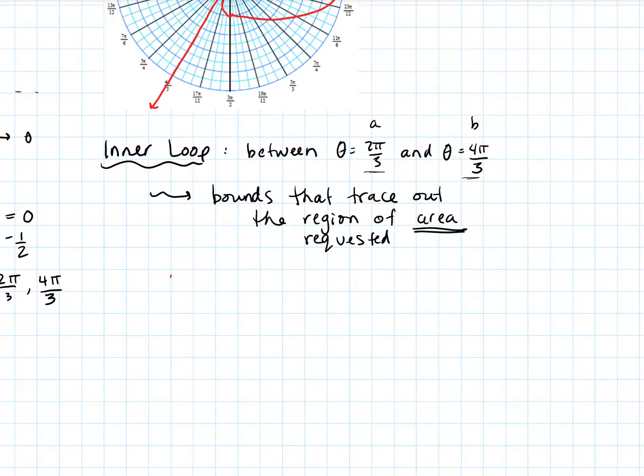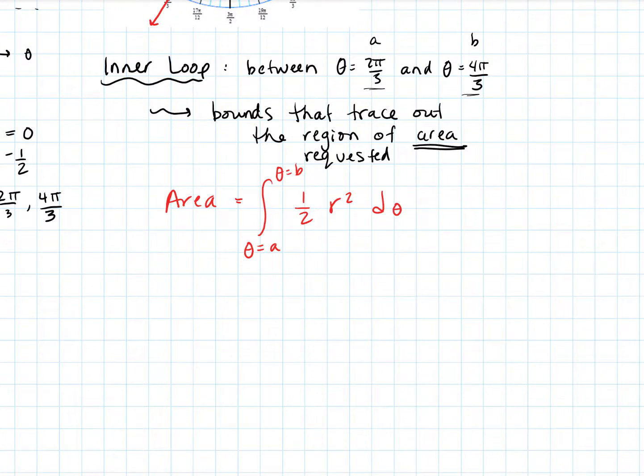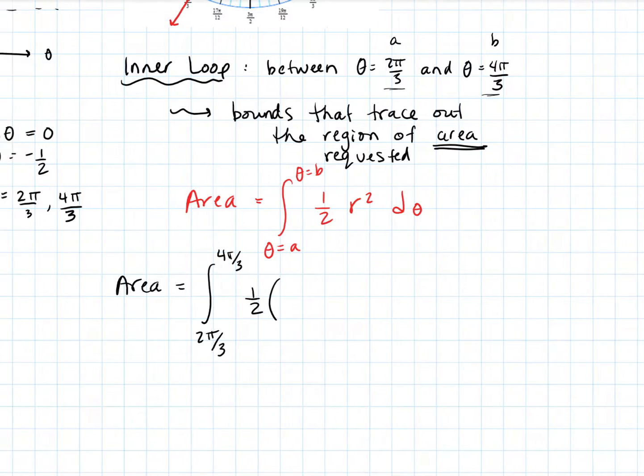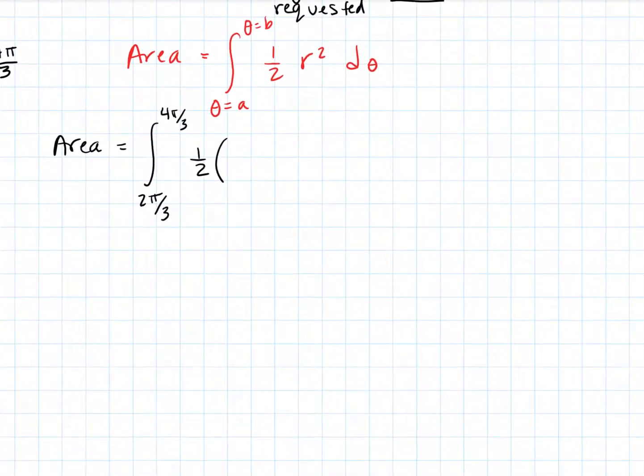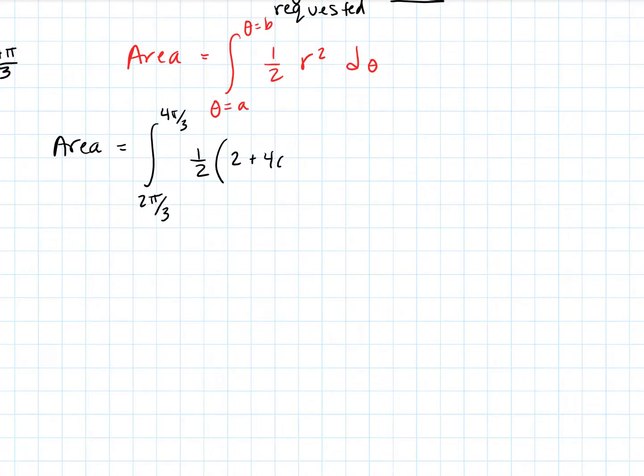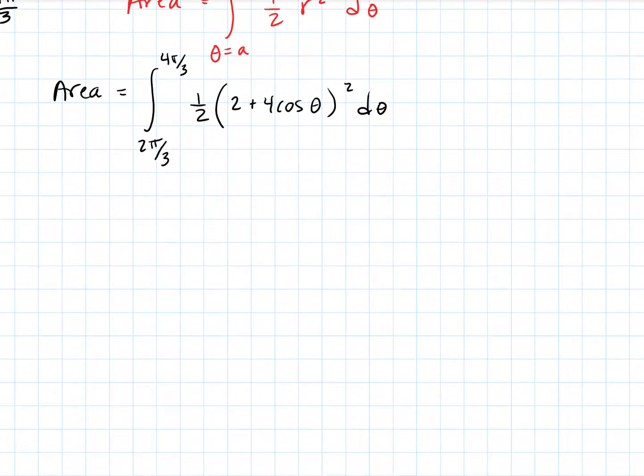And our area formula, just to rewrite it here, is going to be the integral from theta equals A to theta equals B of 1/2 r squared d theta. And so we will find our area here by taking the area from 2 pi over 3 to 4 pi over 3 of 1/2, and our r, 2 plus 4 cosine of theta, quantity squared d theta. And then we're going to finish that guy out. We're going to expand it.